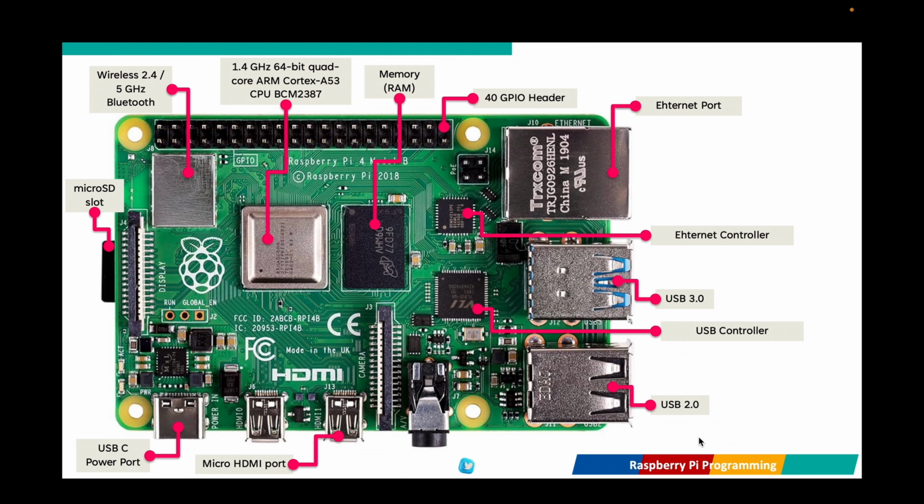Now, this is where the 40 pins GPIO header is. One of the most important features is this GPIO. These 40 GPIO pins allow you to interface with external sensors such as LEDs, motors, and also other hardware, making this Raspberry Pi a powerful tool for physical computing and IoT applications.